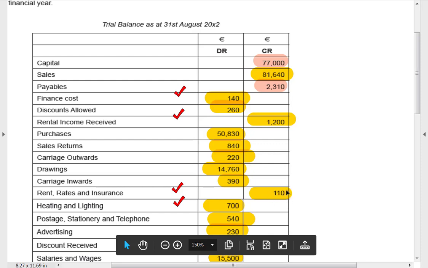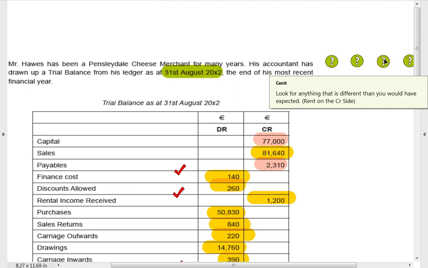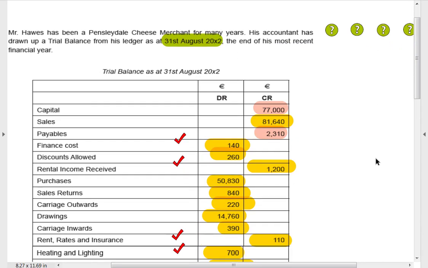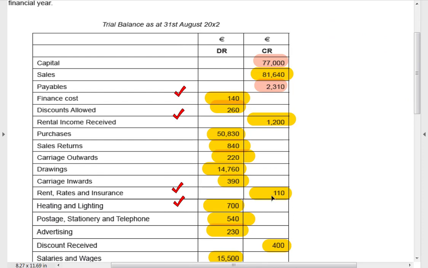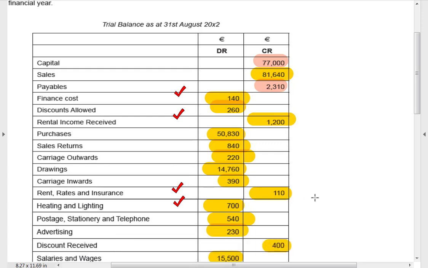So basically, it's on the credit side because it wasn't paid, therefore it's a liability, so it's on this side instead of where we would expect an expense to be on the debit side. So that's the third thing. Look for anything that's different than you would have expected, and you would have put a big question mark here for yourself beside that 110, because you want to know what's going on here. I wouldn't have expected an expense to be on the credit side.